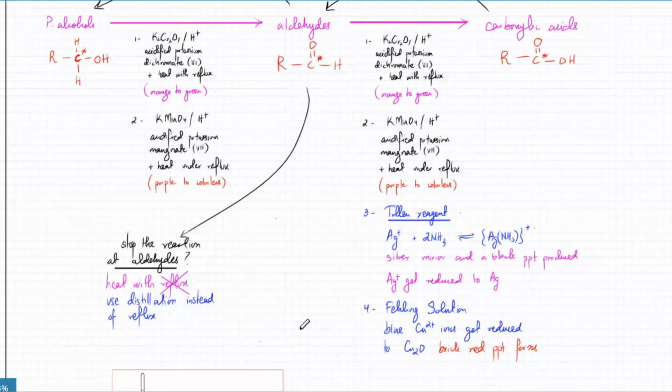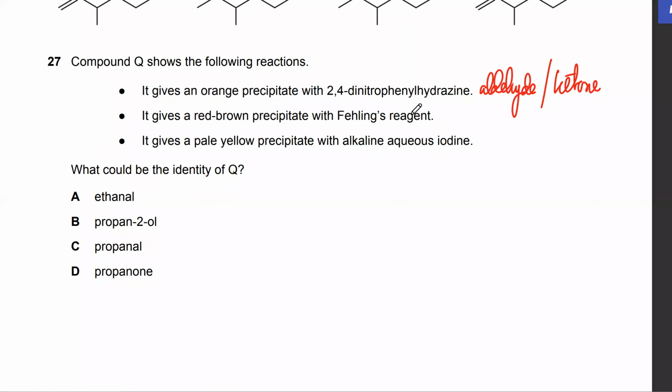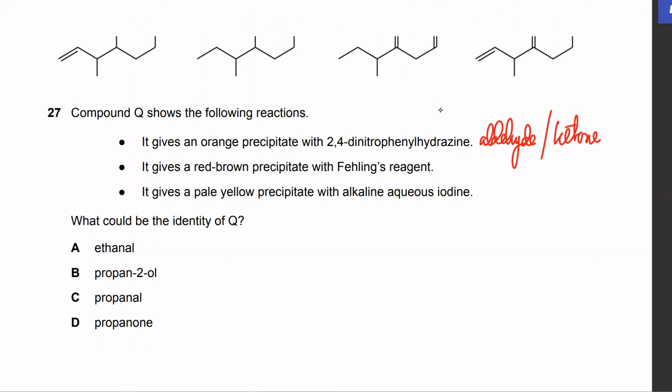Tollens' and Fehling's. Brick red precipitate, and with Tollens' you get a silver mirror. Anyways, come back to the question. So that means this is an aldehyde, not a ketone.